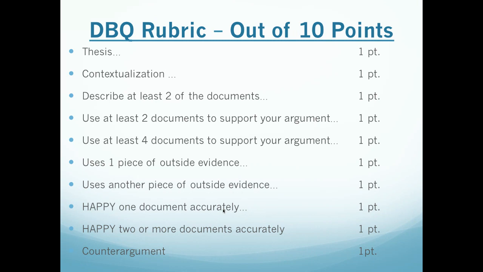Normally it's out of 7 points. They've actually added in some additional points in here, and I think those are points that are going to make this easier than the initial DBQ. For instance, you get a point just by describing at least 2 of the documents. You get a point for using 2 documents to support your argument, and then you get another point for using 4 documents to support your argument. So what that means is if we describe and use 4 of the 5 documents correctly, we're going to get 3 points here. And that's a change because normally we only get 2 points there.